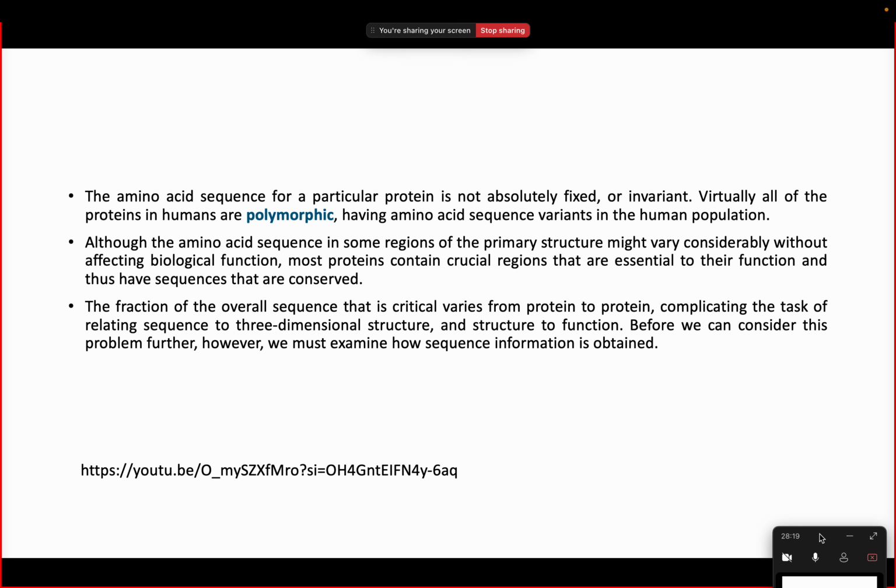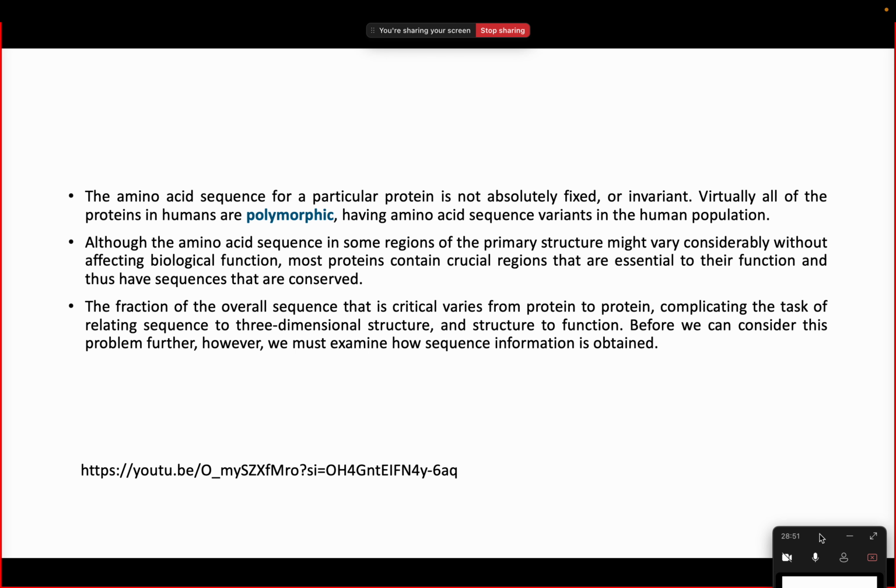So if we change the primary sequence, it will ultimately change the final structure or the tertiary structure, leading to a change in the function of that protein. Correct? I hope it makes sense. Then the fraction of the overall sequence that is critical varies from protein to protein, complicating the task of relating sequence to three-dimensional structure and structure to function. Before we can consider this problem further, however, we must examine how sequence information is obtained.